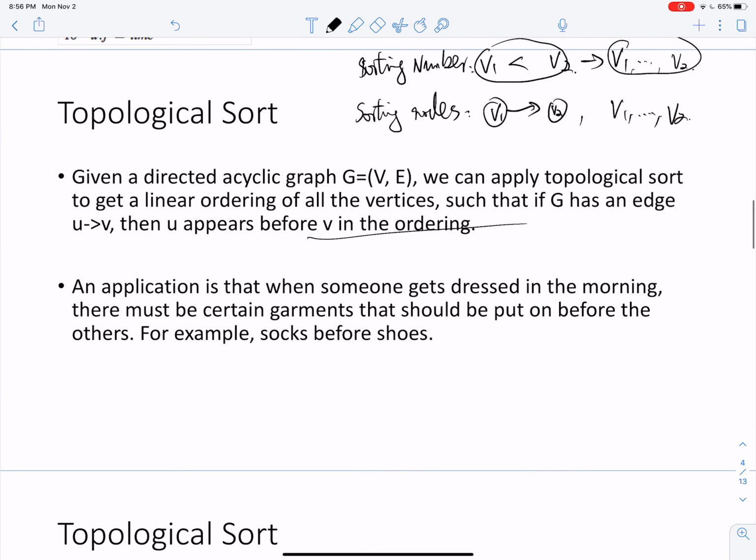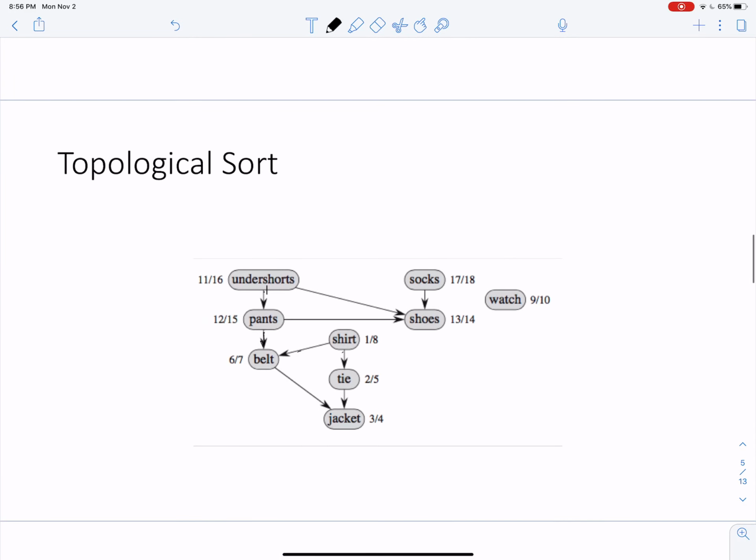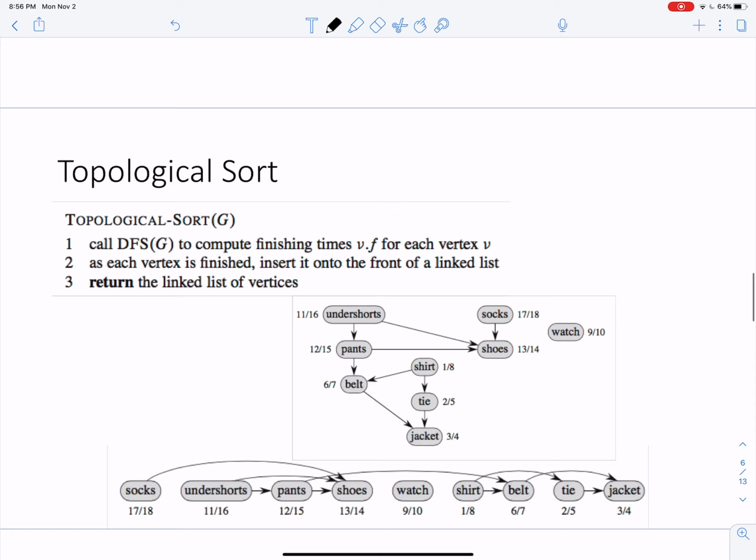As we said, topological sort basically sorts the nodes based on the topological structure in the graph. And the way for us to sort the nodes by following the topological order is totally based on the depth first search algorithm. First, we call the depth first search algorithm so that we can get a finish time for every vertex. After each vertex is finished, we just insert it into the front of a linked list. And then the returned linked list can help us to tell which piece of clothes should go before which one.